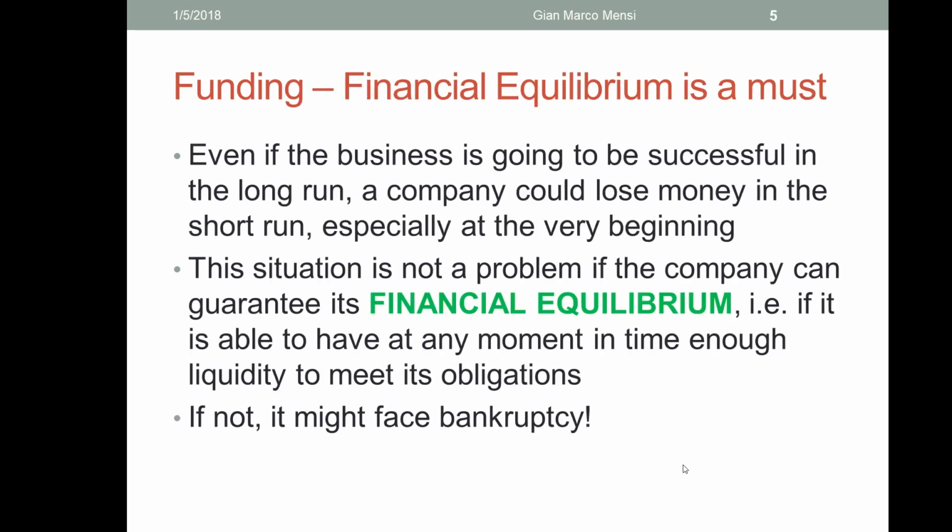So this concept is basically the concept of financial equilibrium. So the company has to guarantee that it is able to meet its obligations at any moment in time through available liquidity. It can be credit lines, it can be cash in the bank, it can be anything you want, but you need to be able to pay your suppliers. You need to be able to pay the electricity bill. You need to be able to ensure that your company is solvent. If it's not, you might face bankruptcy.